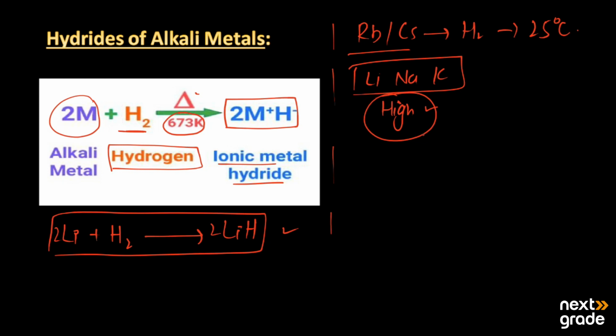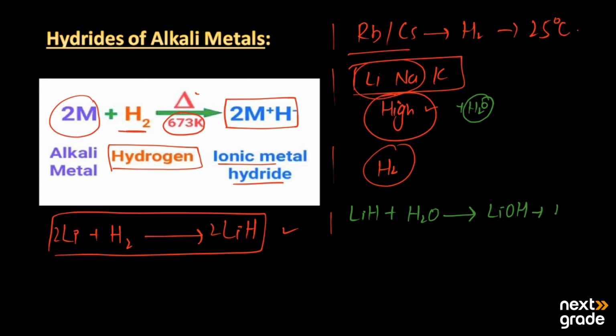But lithium and sodium hydrides are useful sources of hydrogen gas when they get reacted with water. So that's why they are very important. For example, when lithium hydride reacts with liquid water, it forms lithium hydroxide plus hydrogen gas. So hydrogen gas is liberated by this process, which can be useful. On the other hand, the different hydrides of the alkali metals act as strong, powerful reducing agents for other elements.